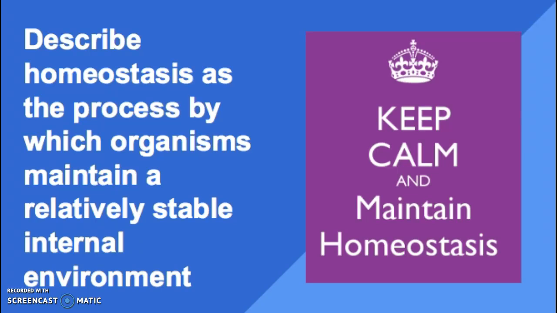The next dot point says describe homeostasis as the process by which organisms maintain a relatively stable internal environment. So homeostasis is a Greek word and it means same and steady. Conditions controlled by homeostasis in the body include levels of dissolved gases, for example oxygen and carbon dioxide, the level of pH, so if your blood, for example, is too acidic or too basic, and concentrations of sugar, salt, and water. So homeostasis is the process of coordinating body systems to maintain this relatively stable internal environment.